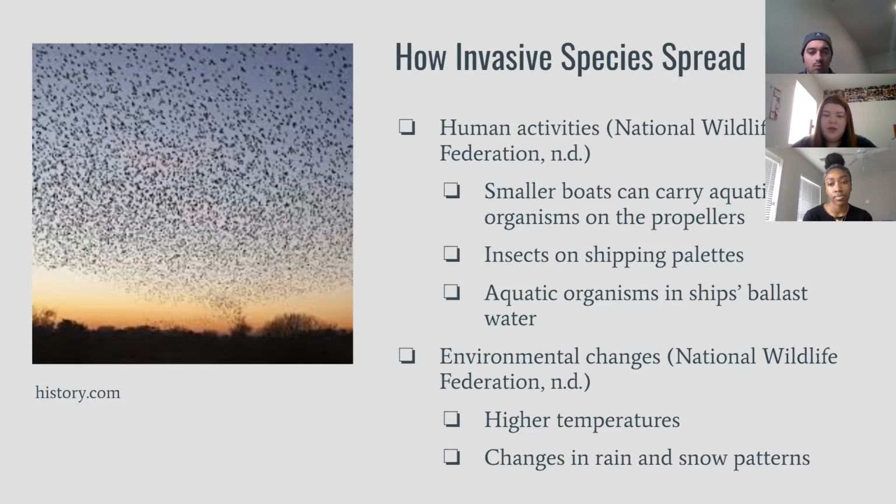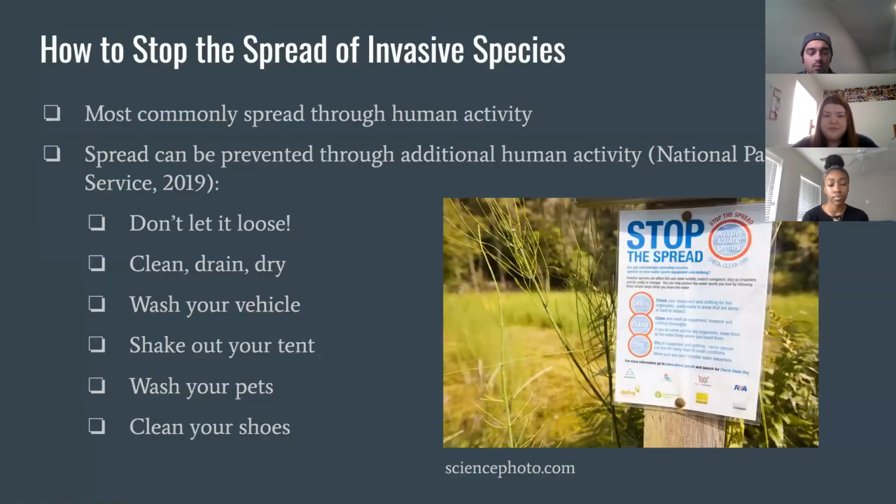Another common way that invasive species spread is through environmental changes. So if temperatures rise, the species will move to an area that has the temperatures that they need to survive, as well as changes in rain and snow patterns. If those patterns change to a point where the organisms won't be able to survive, they'll move to an area that has the right patterns for them.